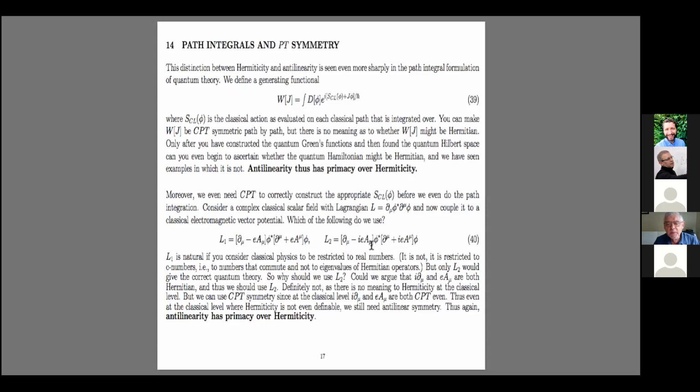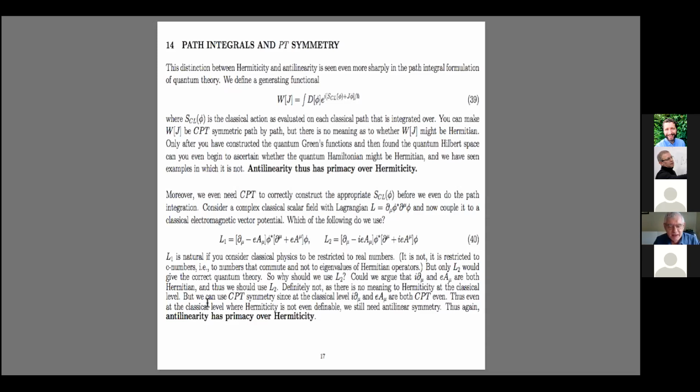But how do you know to put the i in the classical theory? Well, first of all, classical physics is not even restricted to real numbers. It's restricted to c-numbers, to numbers that commute, not to eigenvalues of Hermitian operators. So now we have to ask, we may not have to restrict to e A mu, but how do we know to use i e A mu? Well, you could argue that i D mu and e A mu are both Hermitian in quantum theory. Therefore, you should put that in. But you don't know that at the classical level because you haven't constructed the quantum theory yet.